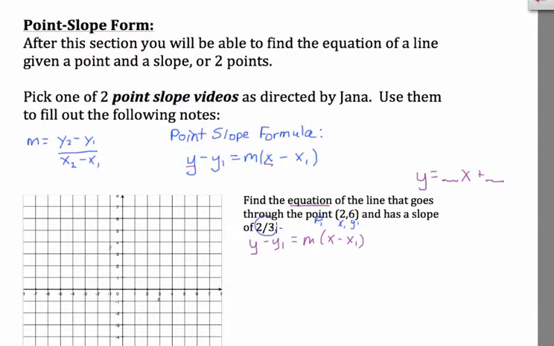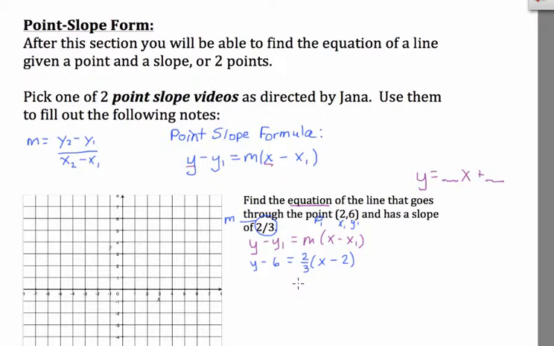This 2/3 is our slope, and just like before, the slope is the m number. So the 2/3 will be subbed in for the m number. So our equation will look like this. y minus, the y1 is 6, equals the m number, our m number is 2/3, times x minus the x1 is 2. Now we have our equation written in point-slope form.